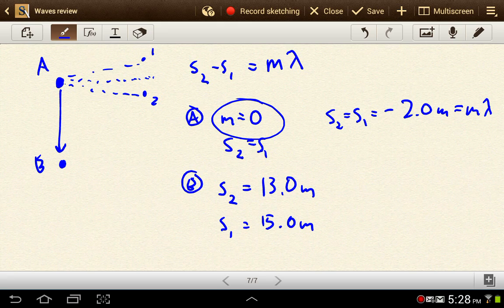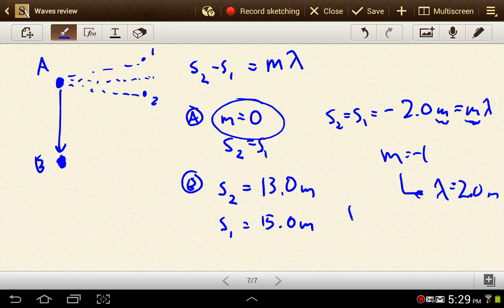The problem description says she starts off with it loud at A, then walks through where it gets very soft in the middle, and then gets back to loud at B. That's an indication that she's really only on node line 1 or node line -1, so it doesn't matter which one. This m here, sorry, is meters, and this is m, sorry about that. Since m equals -1, that means lambda equals 2.0 meters. That gives you the wavelength, which was part A.